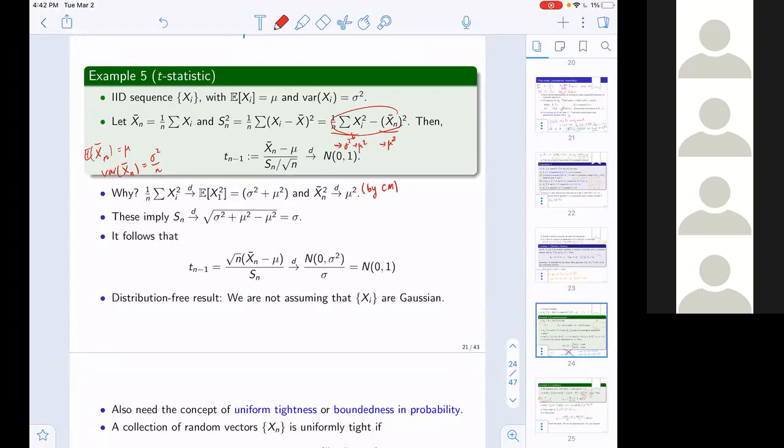Can I say that s squared converges in distribution to sigma squared plus mu squared minus mu squared? Is that true? Yes, by Slutsky. By Slutsky's theorem, because both of these are constant. We need at least one of them to be constant here, and both are constant. So Slutsky's theorem tells you that this is true.